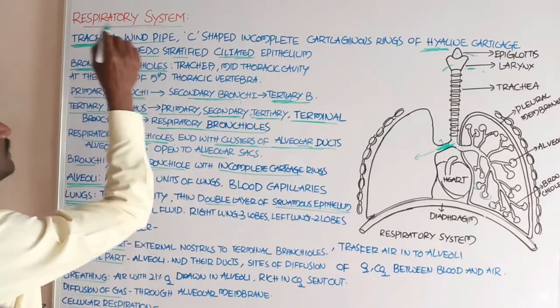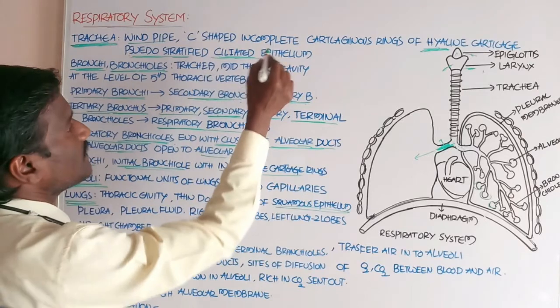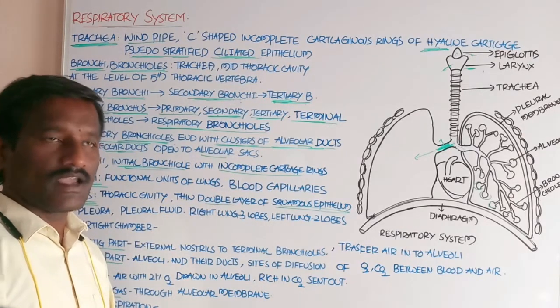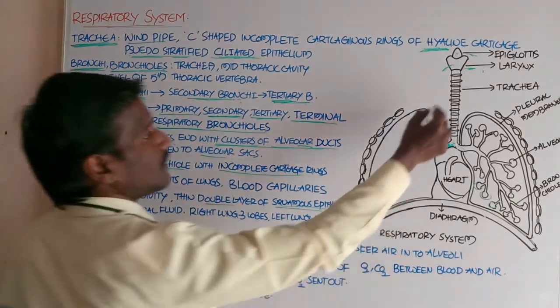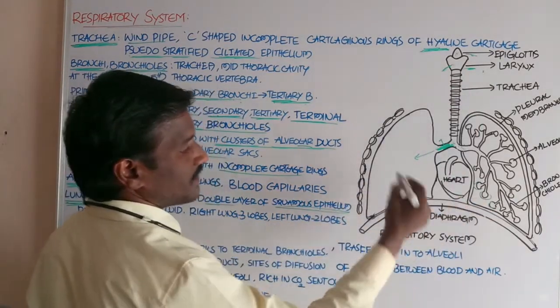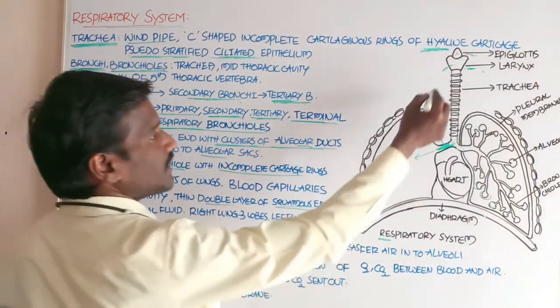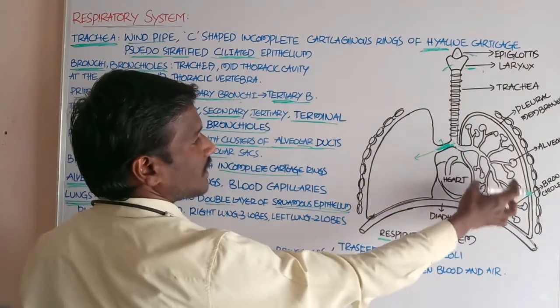The inner surface of the trachea is lined with pseudostratified ciliated epithelium. This is the diagrammatic representation of the respiratory system of human beings, and this is the section view of one lung.